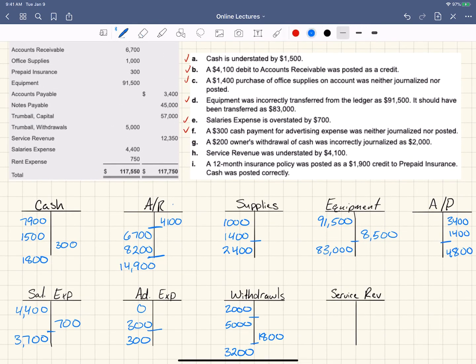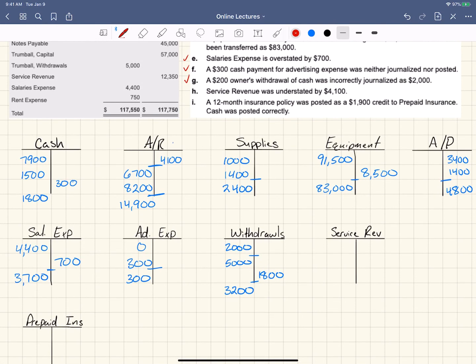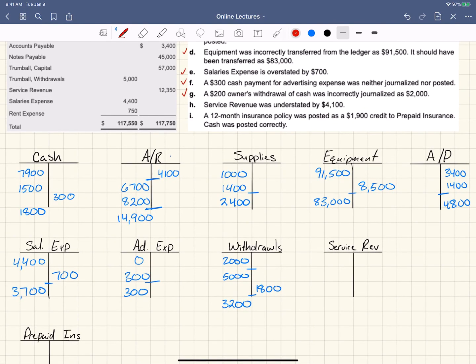Next is H. Service revenue was understated by 4,100. So service revenue is sitting on the books right now at 12,350. So we'll put that here. And this says that it was understated by 4,100. So we need to add in 4,100. And so then we'll add those two together. 12,350 plus 4,100 equals 16,450, and that's all we've got to do for H. It was understated, so we're just adding in that revenue.